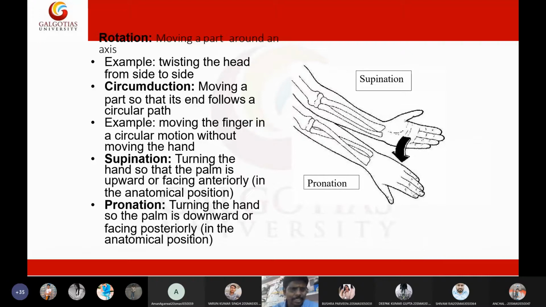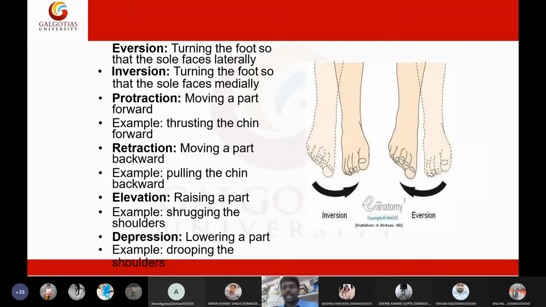Other than this, there should be other words. What is this? Yeah, inversion and eversion. Inversion means turning the foot so that the sole faces medially. So this is called inversion. That means your foot will face the medial line. So this movement is called inversion.